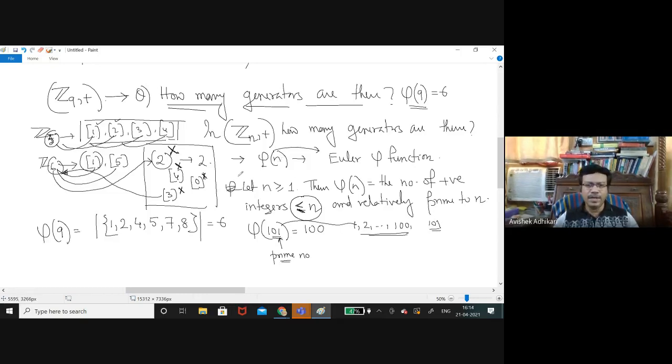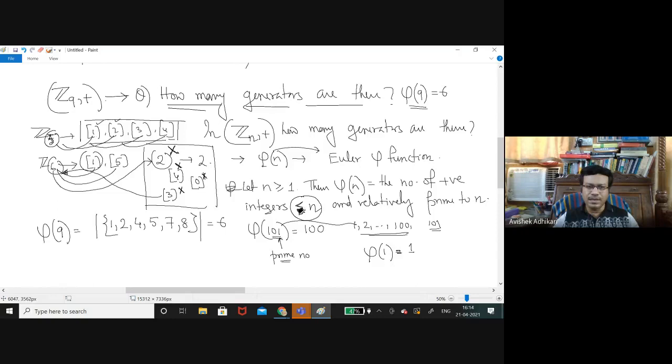Why I have taken less than or equal to, it will be clear if I ask you, what is the value of phi of 1? The number of positive integers less than or equal to 1 and relatively prime to 1 is 1. That's why phi of 1 is 1. Some of the books don't mention less than or equal to, they put it just strictly less than.